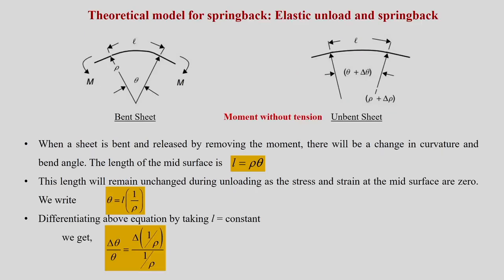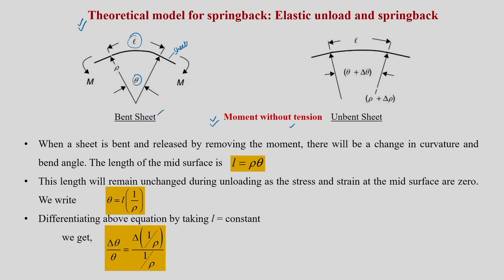Now, if you want to evaluate some theoretical model, let us say you want to develop a theoretical model for spring back, a simpler way to derive it will be discussed here. We are first going to take a case of moment without tension. We are not going to derive it now, we will just introduce it. You have a sheet, shown as a thin line. No tension, only moment is applied as shown in this figure, and there is a bend angle theta, and the radius of curvature rho is known, and L is the length of the mid surface, which is already known to us.